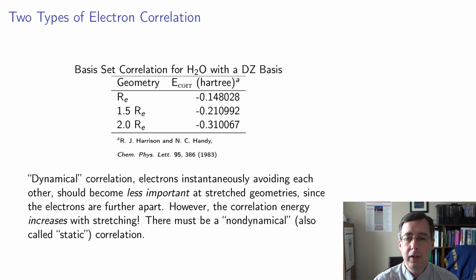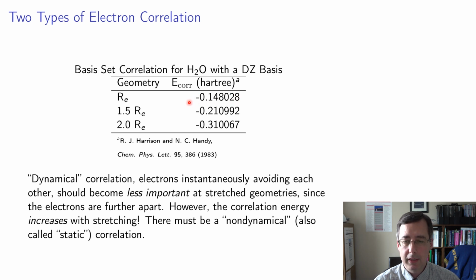I'm showing you the correlation energy for the water molecule in a simple double zeta basis set. This was a famous paper of Harrison and Handy published in 1983, where for this double zeta basis set they were able to solve the electronic Schrodinger equation for a given geometry exactly within the given basis set. So it's a full CI calculation, and the difference between the full CI energy and the Hartree-Fock energy is the correlation energy. And they observed something really interesting.